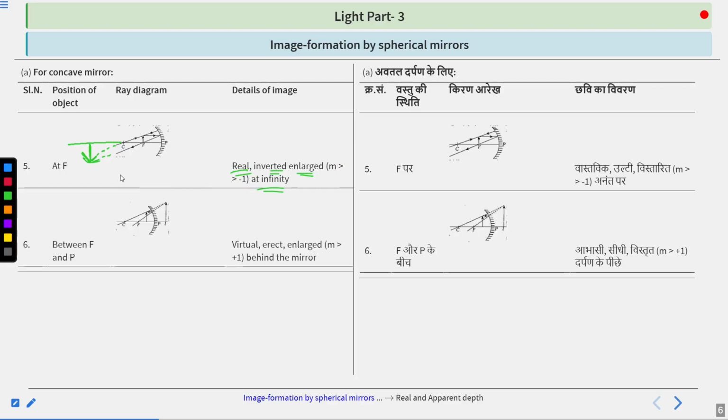And remember, the image will be at infinity because we don't know exactly where these both lines will intersect each other. For our convenience, we stretch them, but still we do not know where they will. So remember, the image will be at infinity.